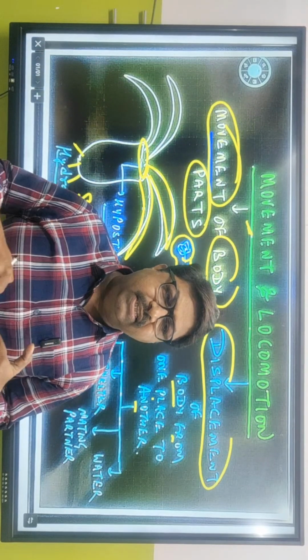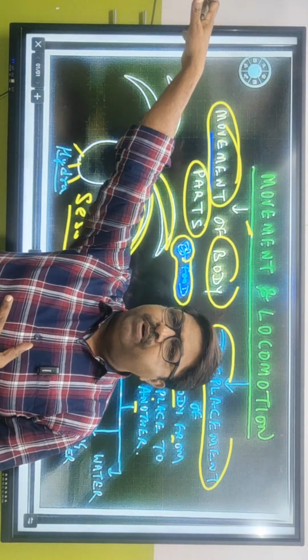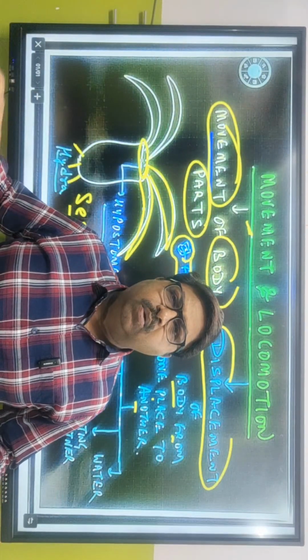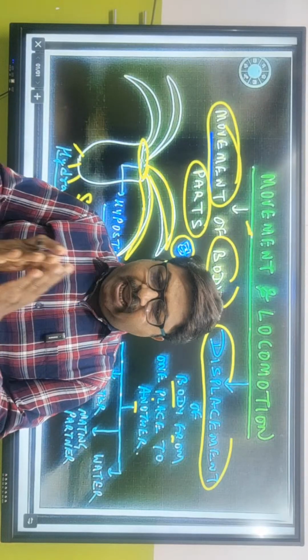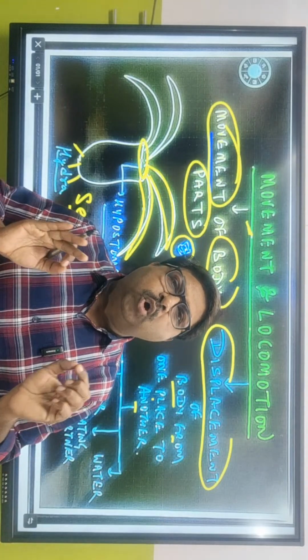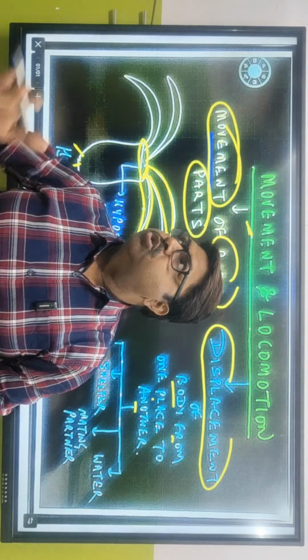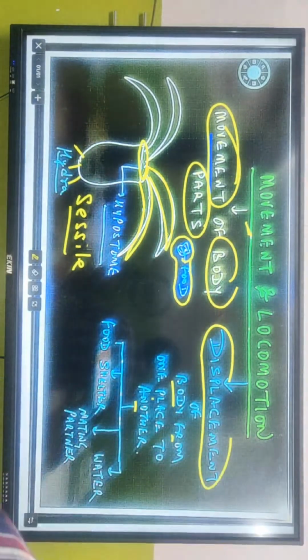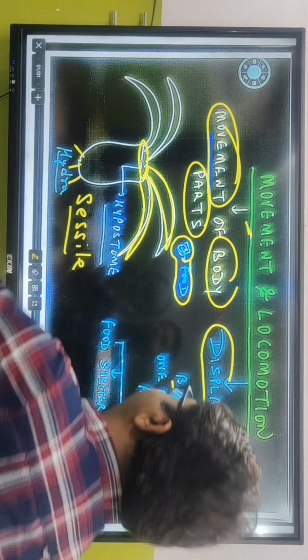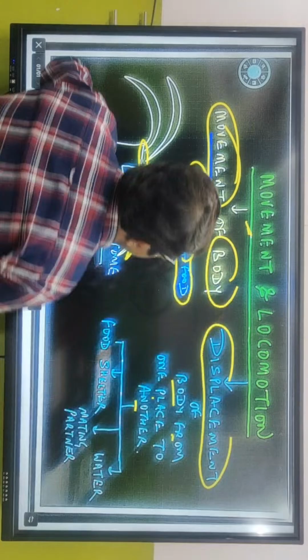जब body एक जगह पे है और body के कुछ part move कर रहे हैं, we call that as what? Movement. But when there is a change in position, एक जगह से दूसरी जगह पे जब वो body पहुंचता है, we call that condition as what? Locomotion. We call that condition as locomotion.